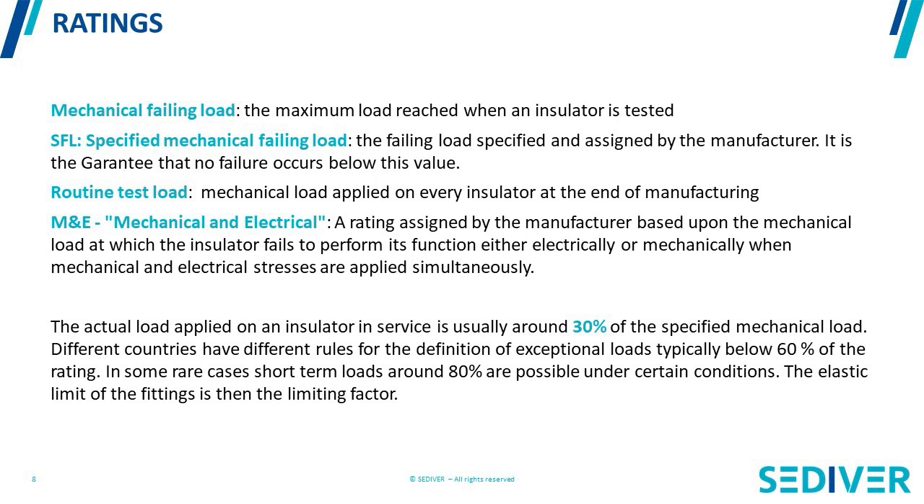As an example, if you have an insulator rated with a specified mechanical failing load of 120 kilonewton, you will not be allowed to have a failure below that. And usually the mechanical failing load is above. When we design insulators, of course, we make sure that the mechanical failing load is above the specified mechanical load.